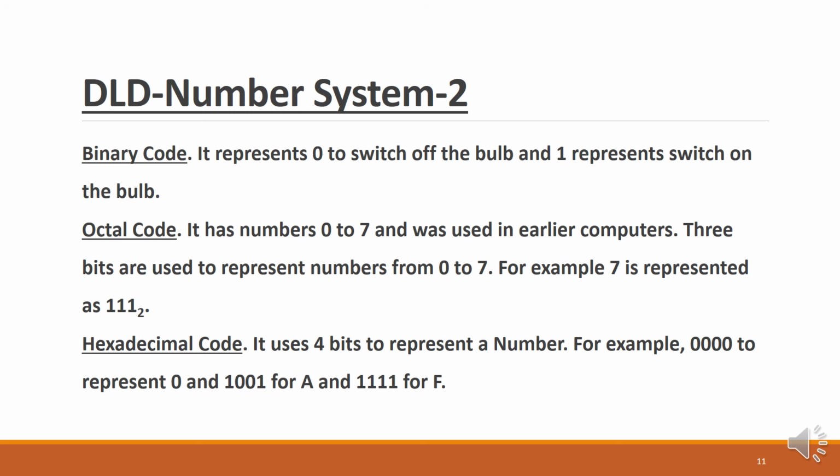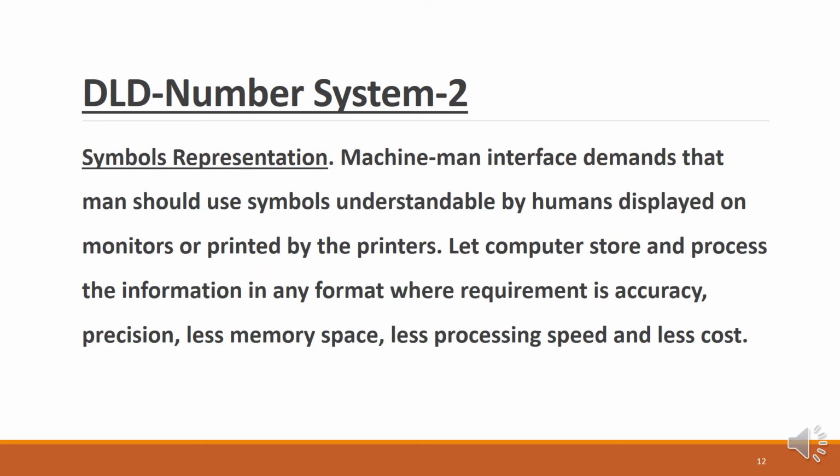Then there is the hexadecimal code, which is used by computers, particularly in assembly language and other languages also. It uses 4 bits to represent a number. For example, 0000 represents 0, and 1010 represents A, and similarly up to 1111, which represents F. So this is the hexadecimal code.